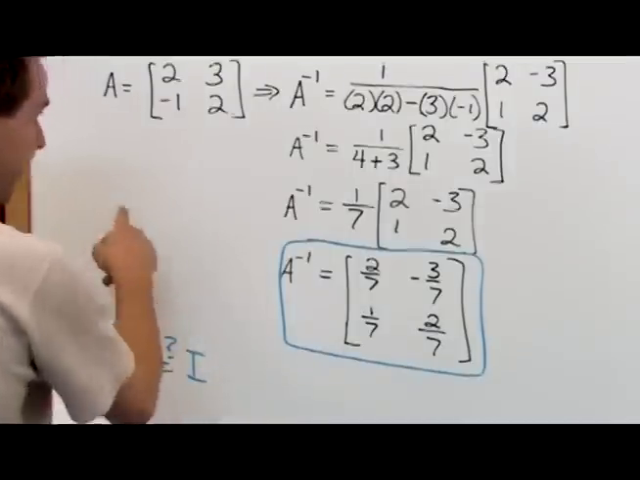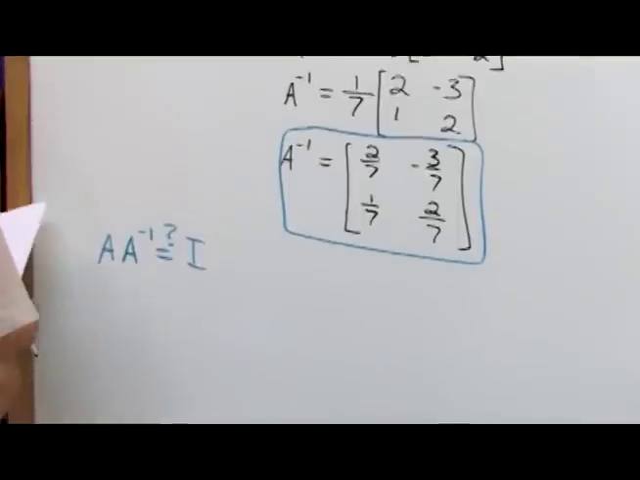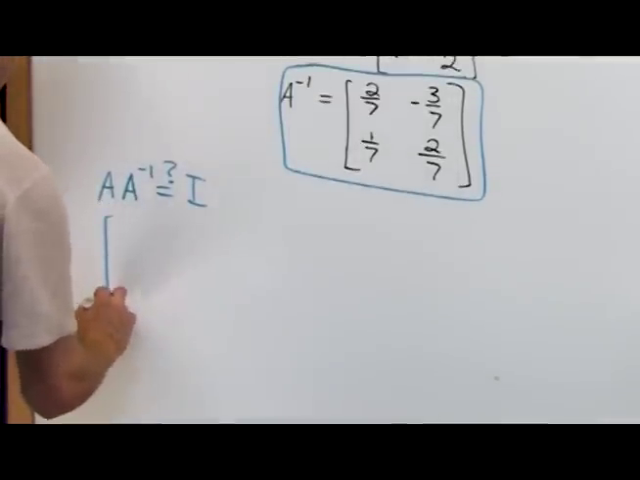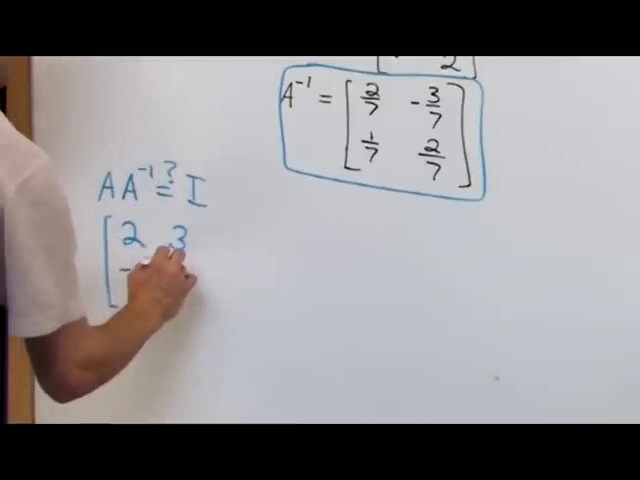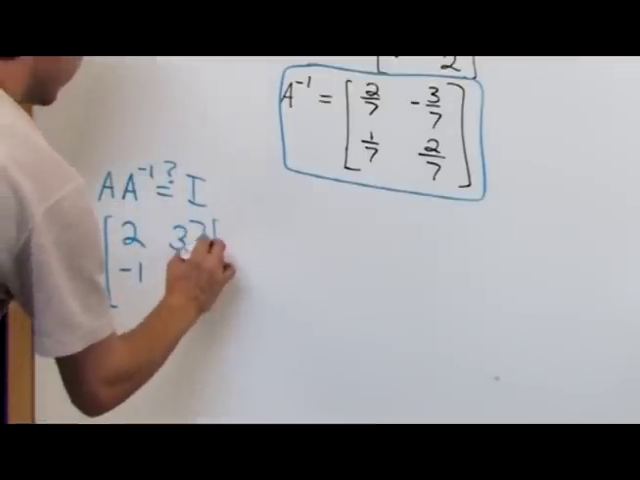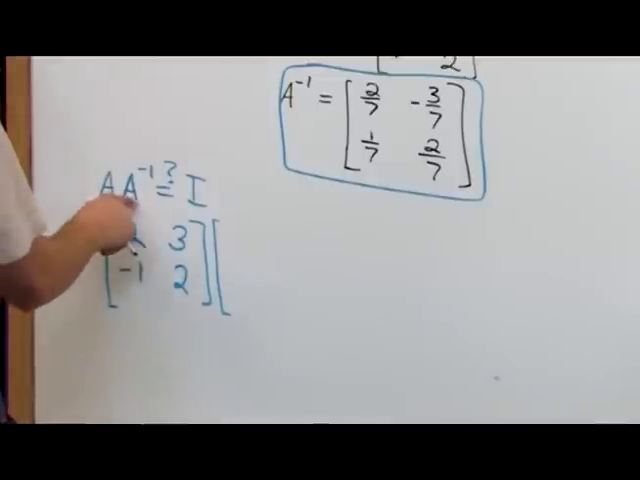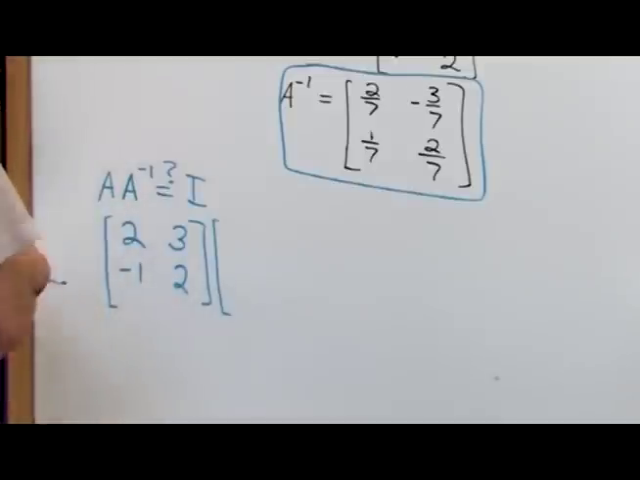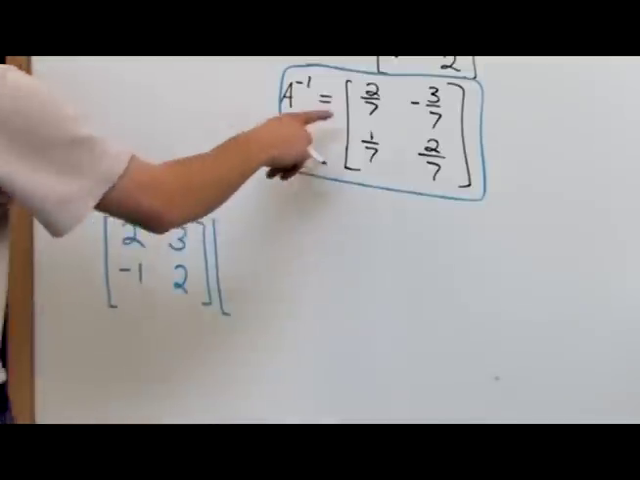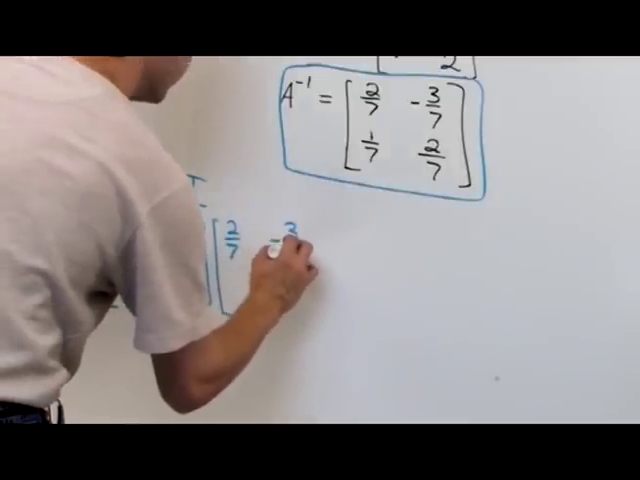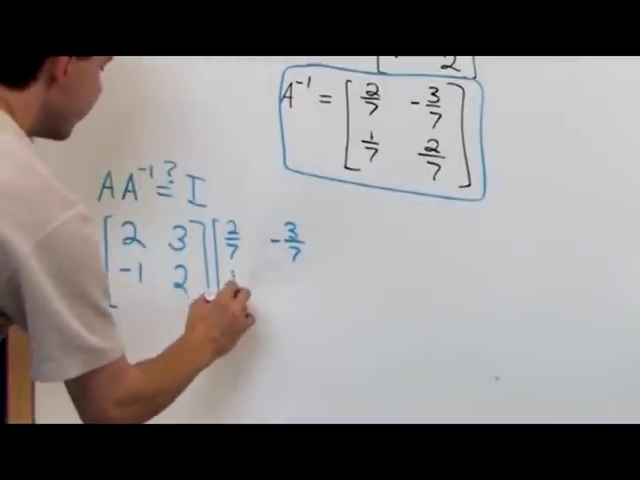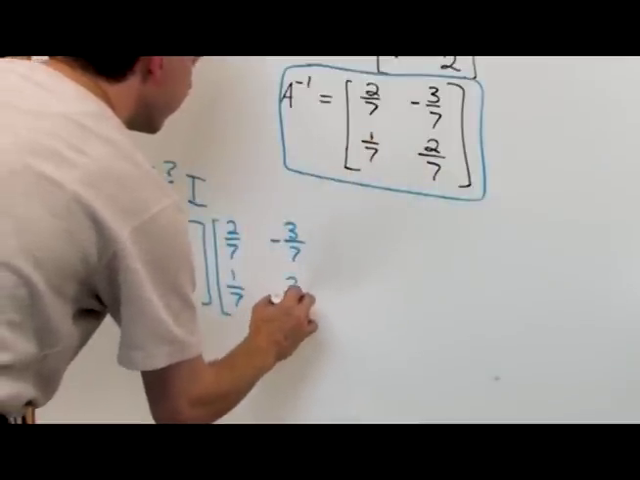The identity matrix has ones along the diagonal. Let's check that out. The original matrix A was 2, 3, negative 1, and 2, and we're going to multiply that by the inverse. You have to do it in the proper order. Remember, with matrix multiplication you can't just flip the matrices and get the same answer, so you have to write them down like this. The inverse is 2/7, negative 3/7, down here 1/7, and over here 2/7.